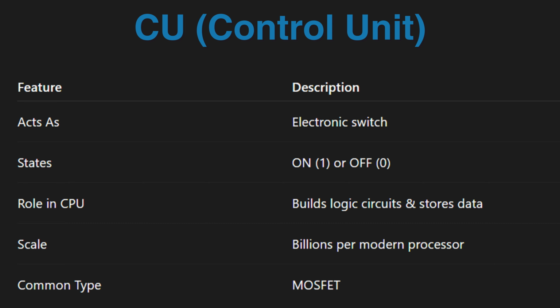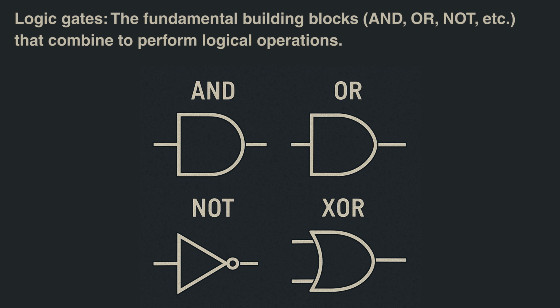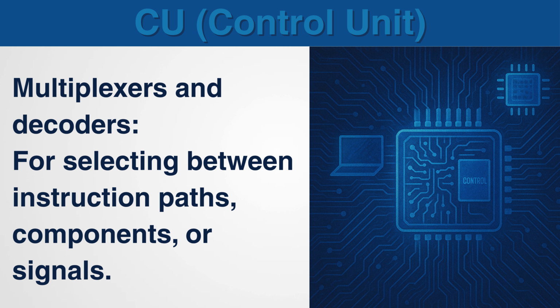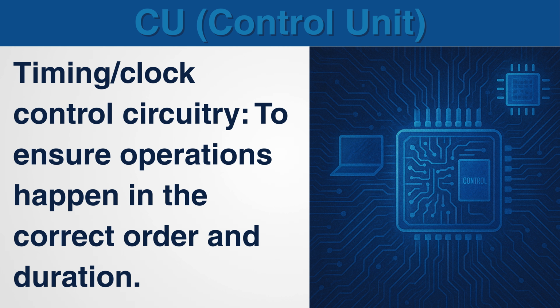At the electrical and physical level, the control unit is made of logic gates, those fundamental building blocks that combine to perform logical operations; finite state machines, FSMs, to track and control which stage of execution is currently active: fetch, decode, execute, etc.; multiplexers and decoders for selecting between instruction paths, components, or signals; and timing clock control circuitry, ensuring operations happen in the correct order and duration.